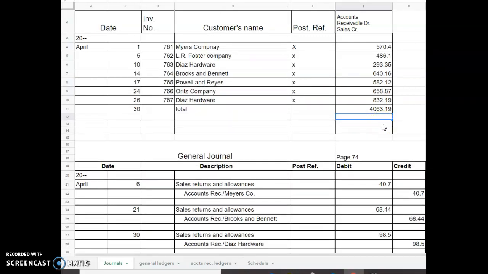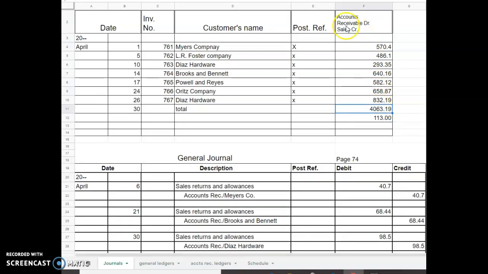Well, I'm not sure how I'm going to fix that, but here's what I'm going to do. Probably going to do the same thing. So we'll just type it here. They should be in parentheses, but we're going to put the 113 to indicate that we have now posted this total into our accounts receivable as a debit.